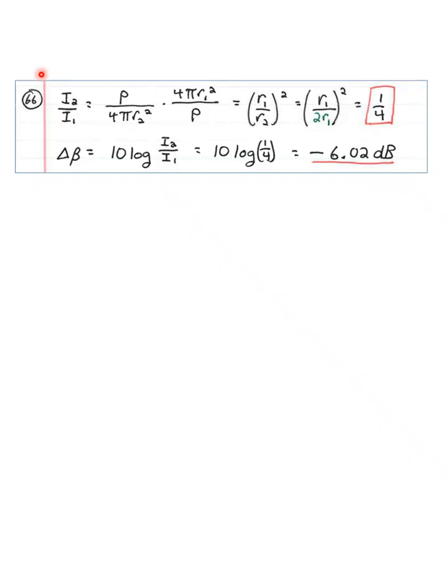Let's set up a ratio of the intensities. Final intensity over initial, so I2 over I1 is P over 4 pi R2 squared divided by the reciprocal, so we'll say times 4 pi R1 squared divided by P. A lot of stuff divides out. The P divides out, the 4, the pi, and we're left with R1 over R2 squared. Now we're going to replace R2 with 2R1. So we have R1 over 2R1.